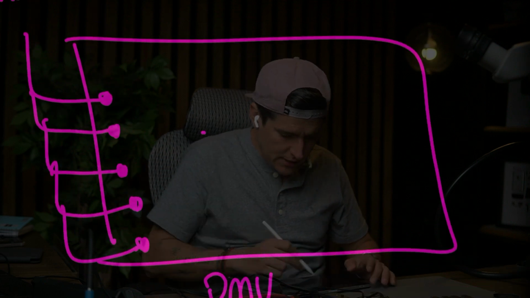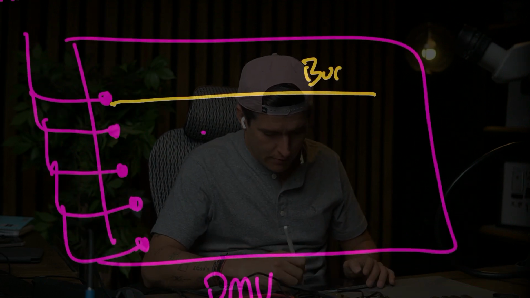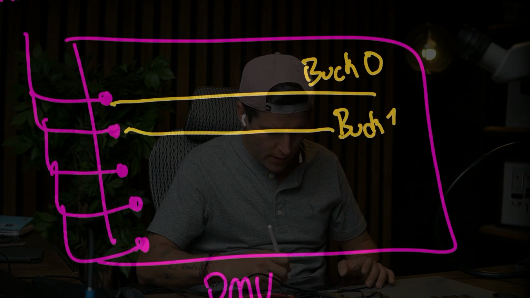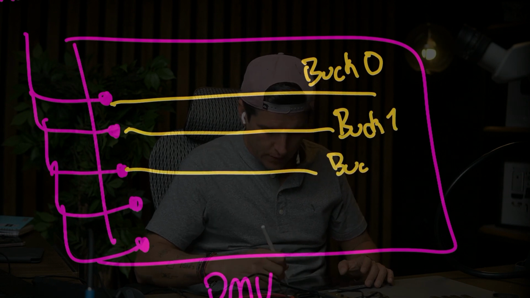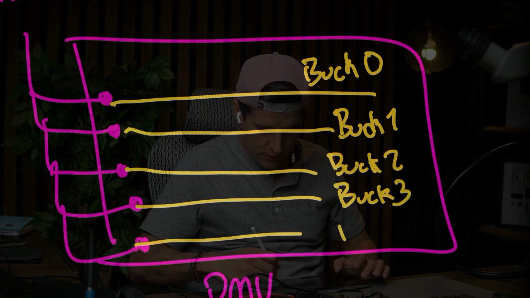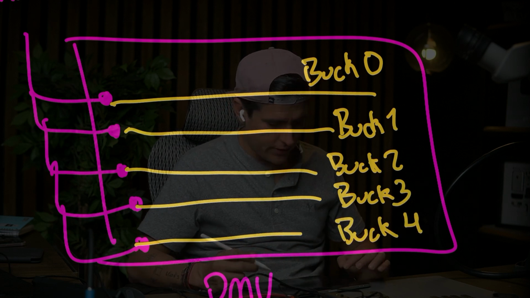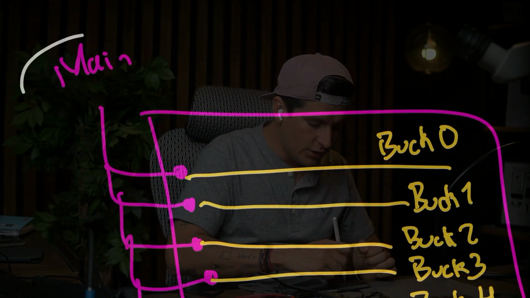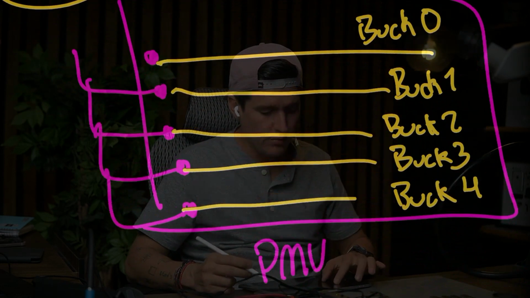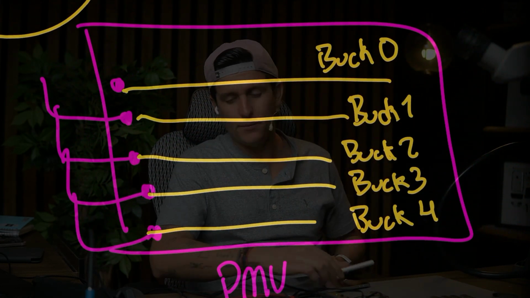So maybe this line is going to be for buck 0. This line is going to be for buck 1, and this one for buck 2. This one for buck 3, and this one for buck 4. But outside, all these lines are main. But inside, it is so important to understand this. I'm going to tell you why.